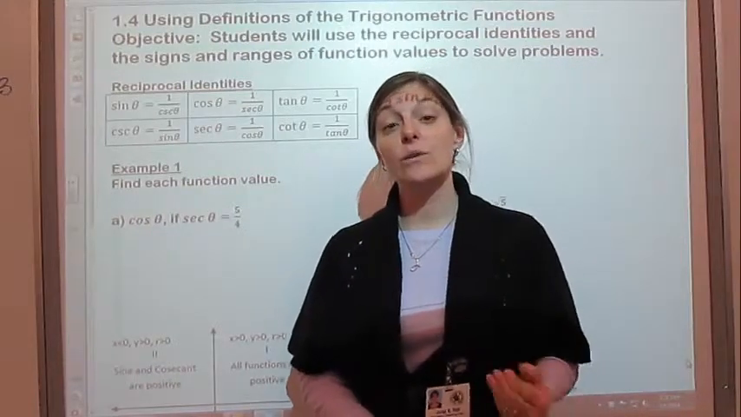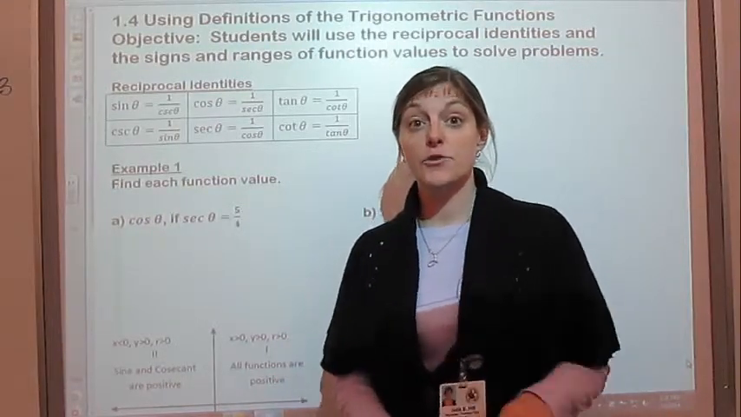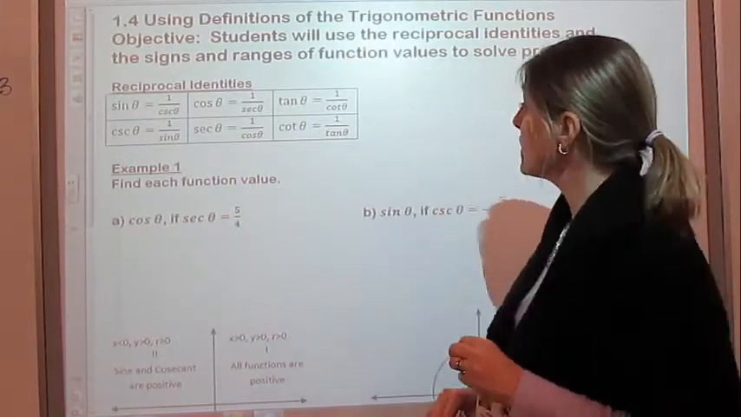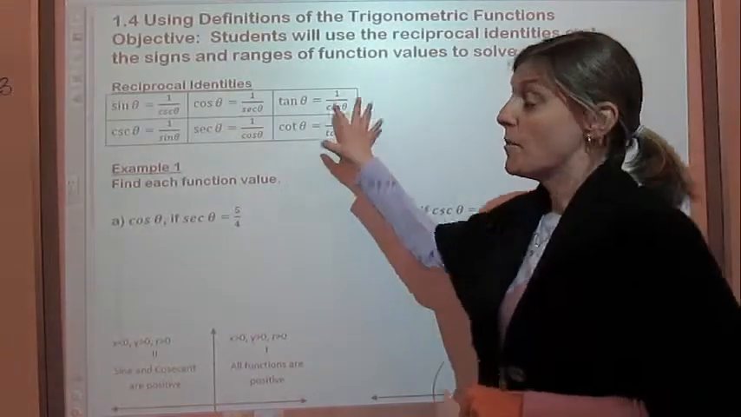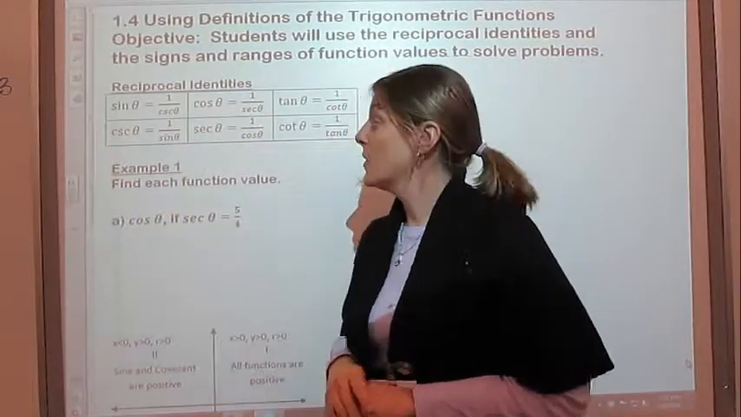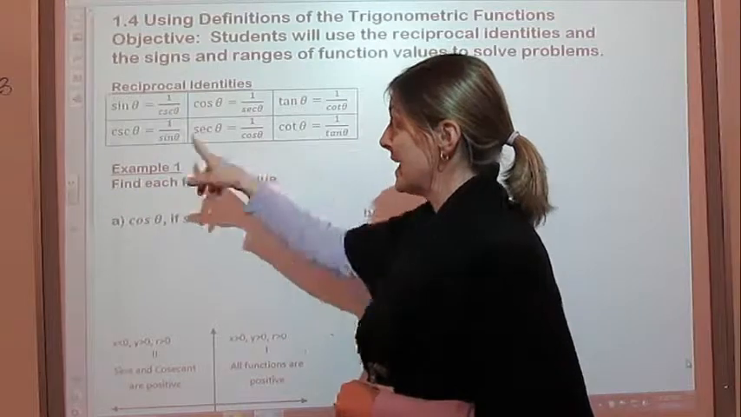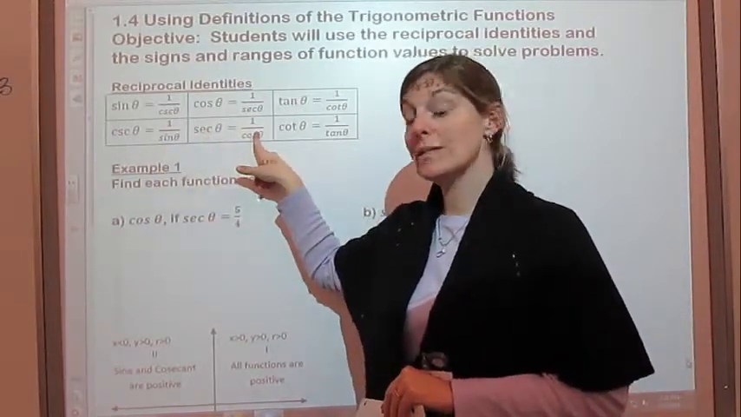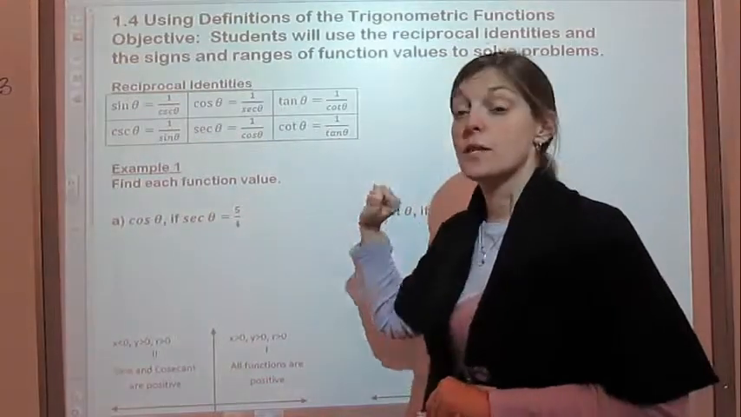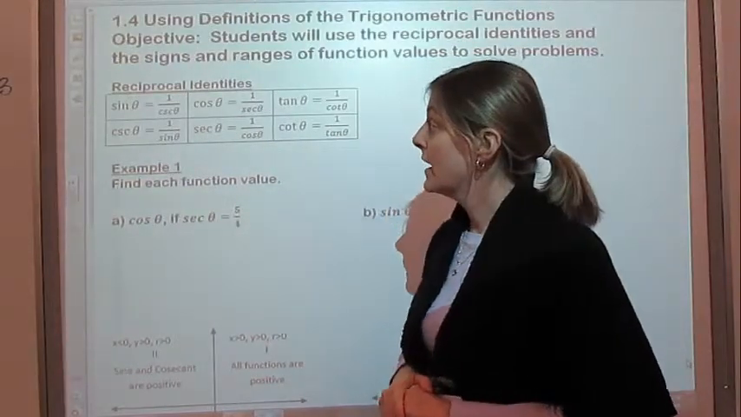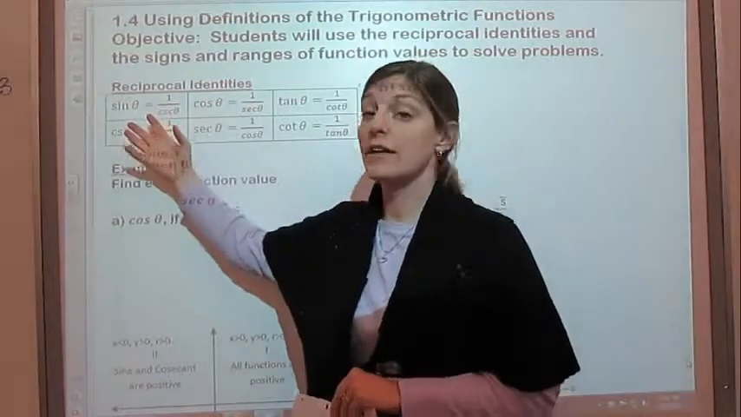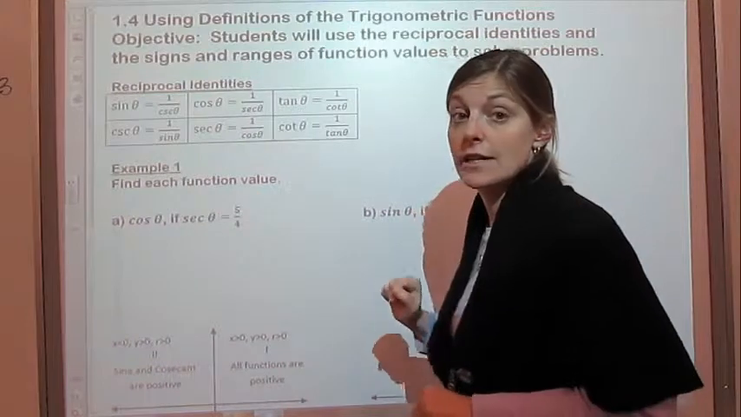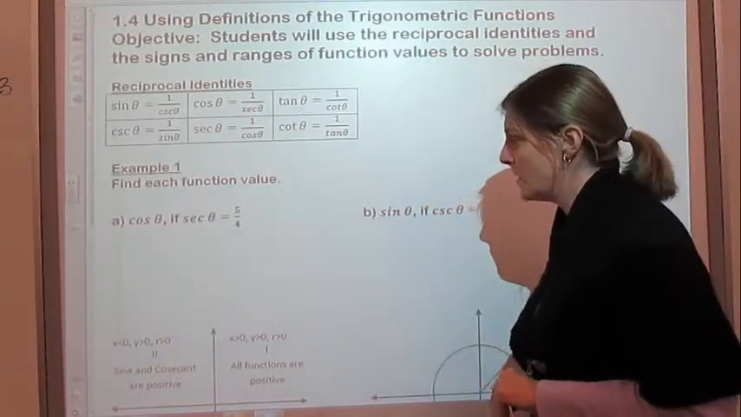Right, so now we're going to use the definitions of the trigonometric functions that we learned the other day. Remember we have these reciprocal identities, and we talked about how cosecant is the reciprocal of sine, secant is the reciprocal of cosine, and cotangent is the reciprocal of tangent. So if you know the sine value, then you can find the cosecant by taking its reciprocal. Let's take a look at example 1 to see how that works.